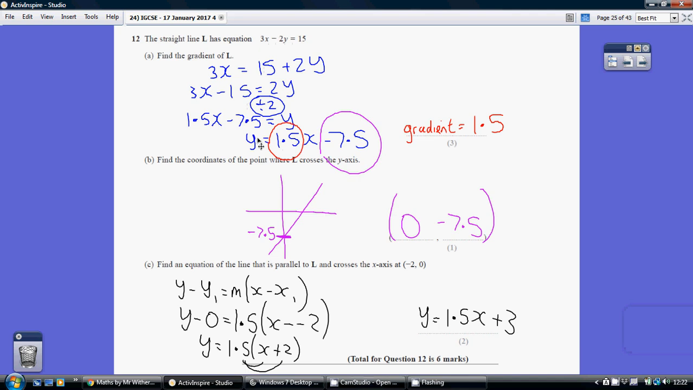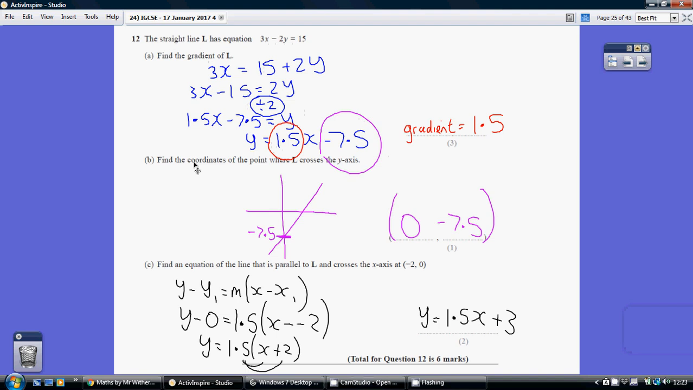Now this is exactly in y equals mx plus c format. This is m, this is the gradient of the line, and for what it's worth, this minus 7.5 would be where the line crosses the y-axis. But I'm just being asked for the gradient of L, which is 1.5.